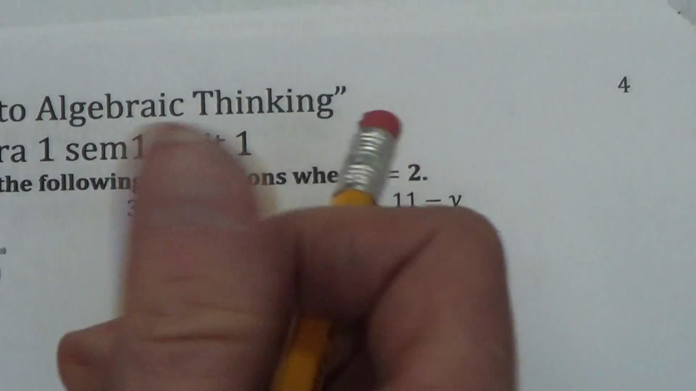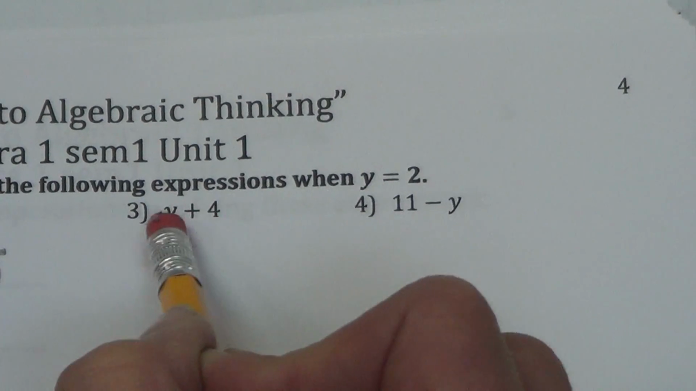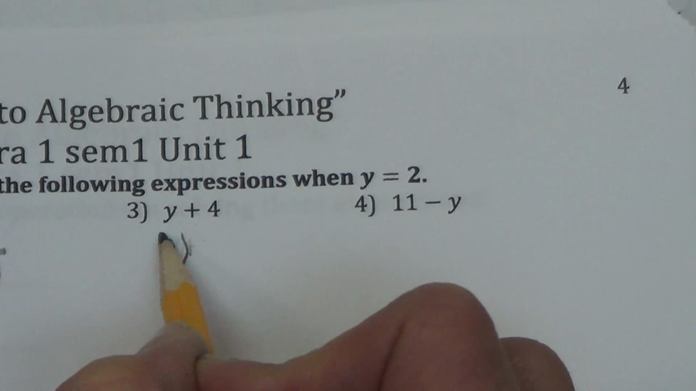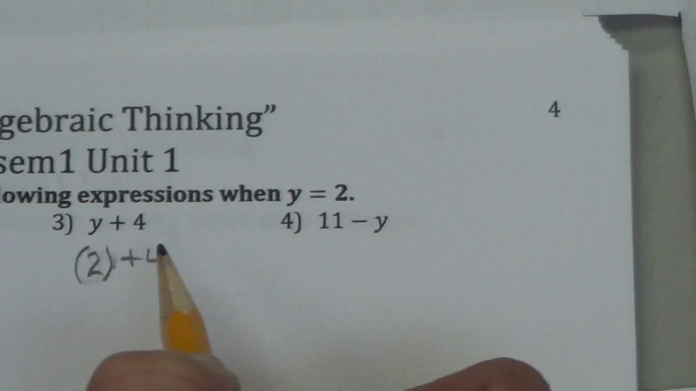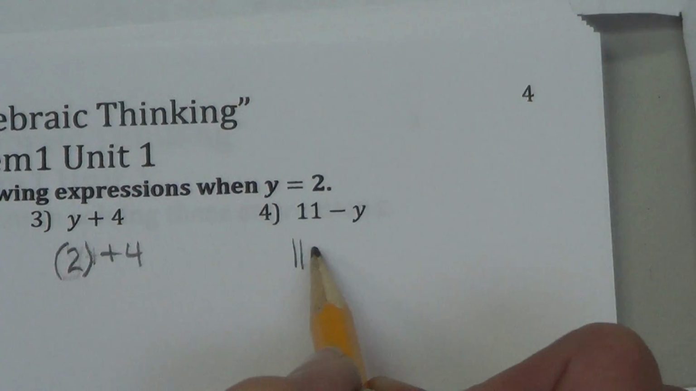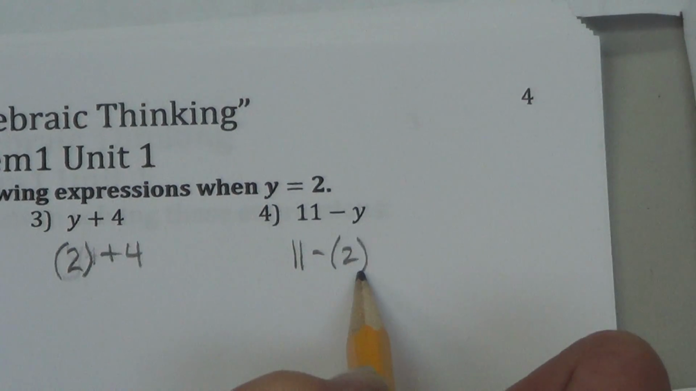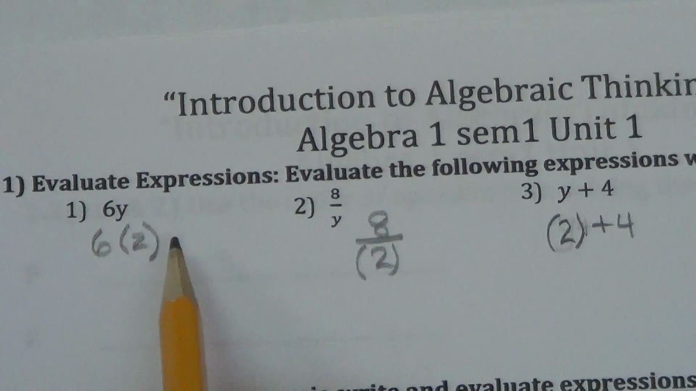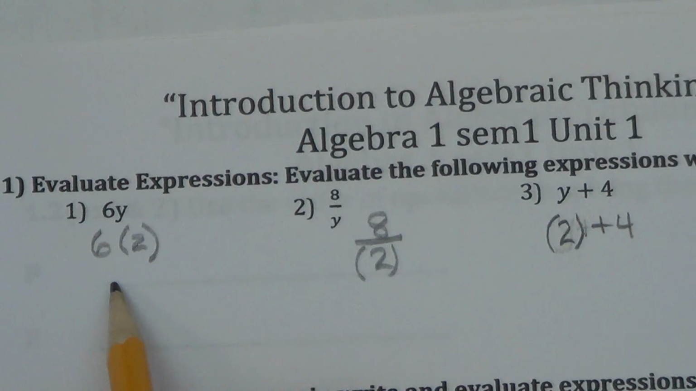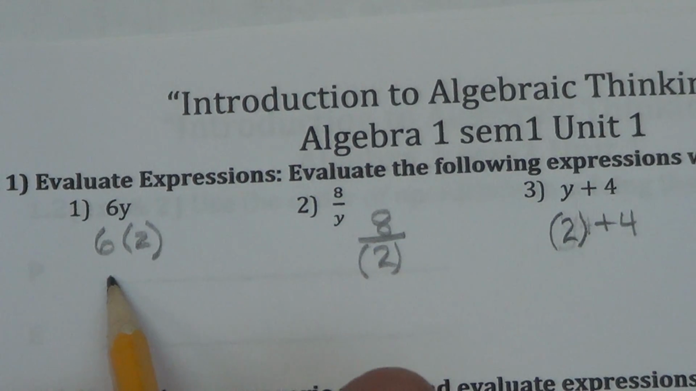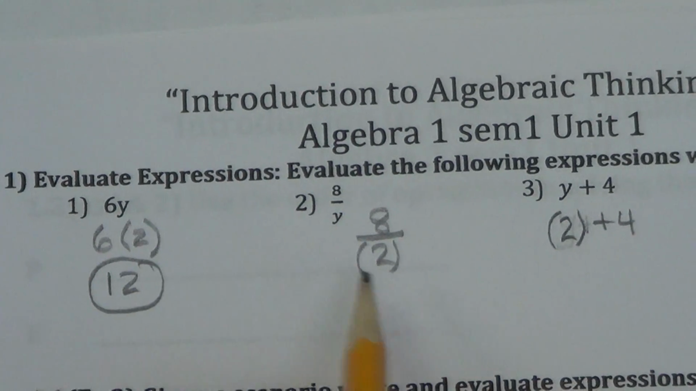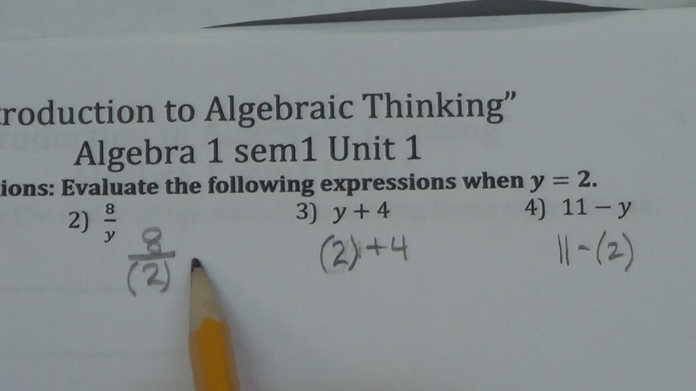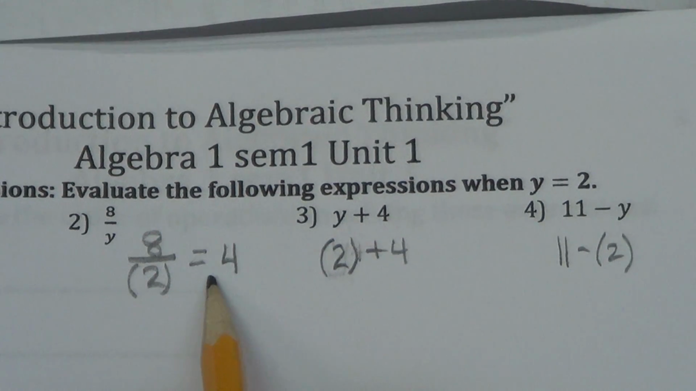Some of these, the parentheses don't make a difference, but in some they do. So just always get in the habit of using parentheses to plug in. And then you can evaluate whether or not you need the parentheses there to continue. Now in this particular problem, you do need the parentheses, otherwise it would look like 62. So 6 times 2 is 12. That's your final answer. This one you wouldn't really need the parentheses. 8 divided by 2 is 4.